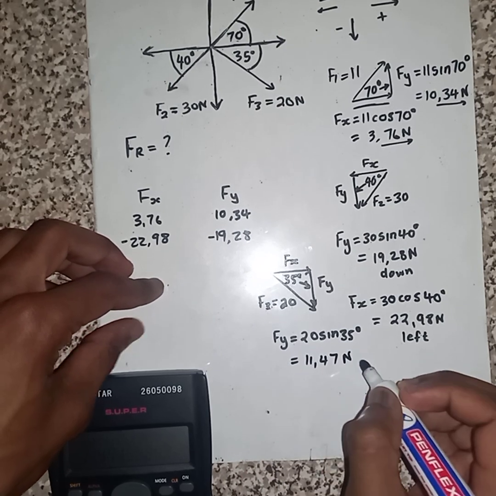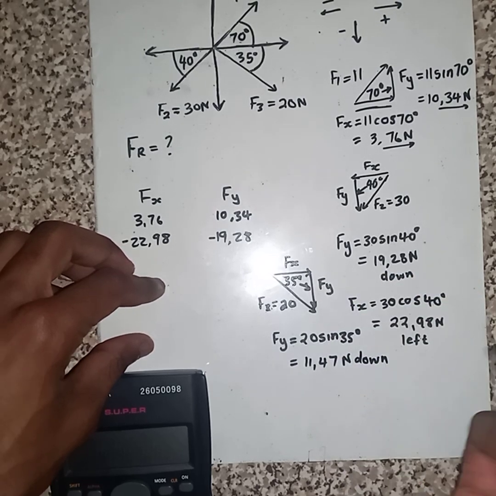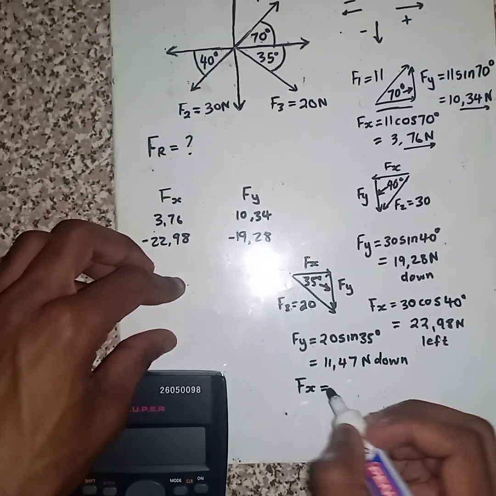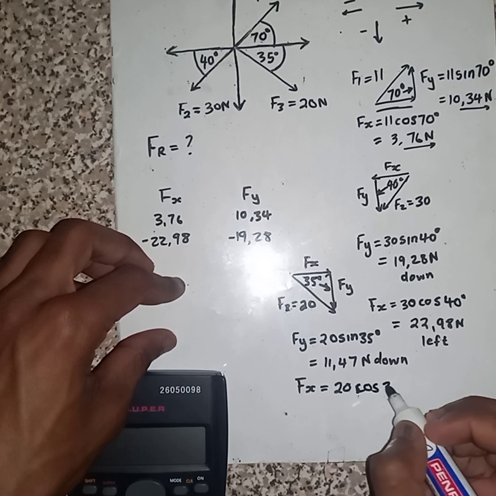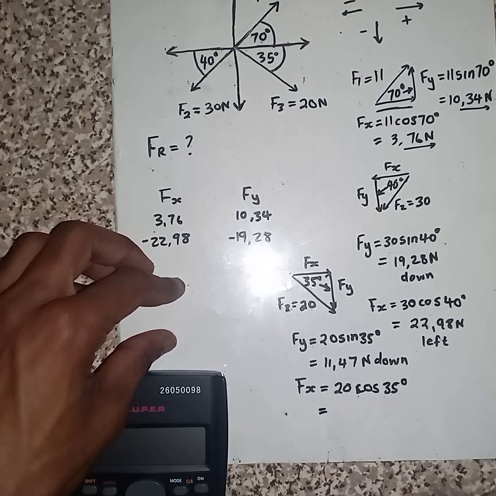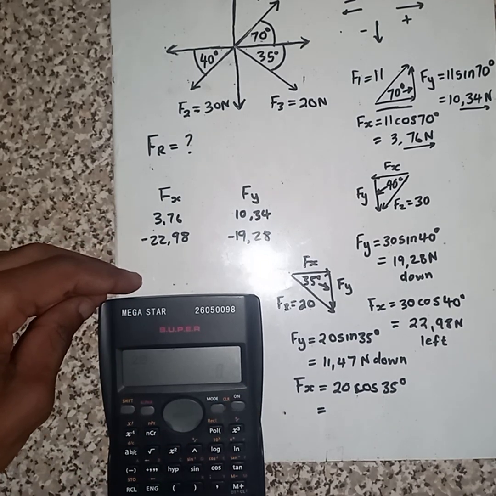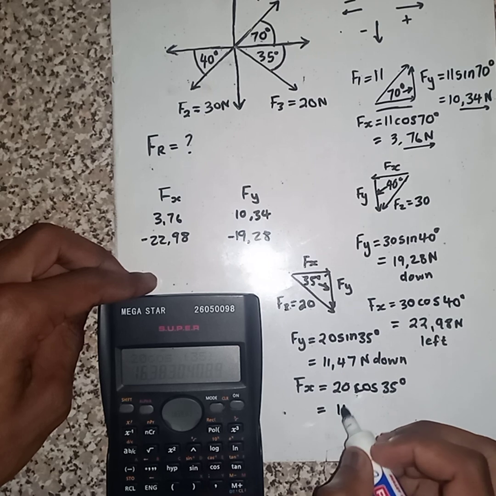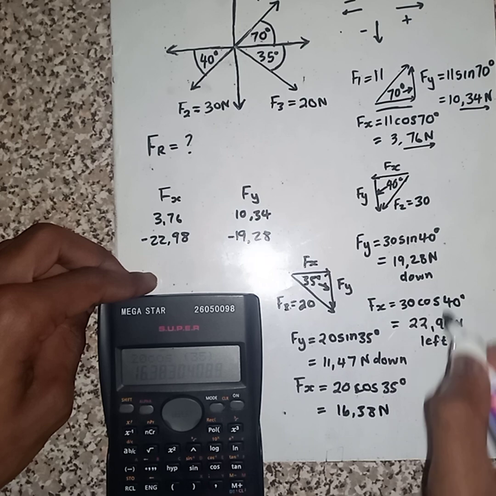11,47 Newton. In which direction? Let's see. Down. Let's do the same, but now for fx, we're going to use cos, obviously. So the cos of 35 degrees. Take our calculator. 20 cos 35, we get 16,38 Newton. In which direction now? To the right.